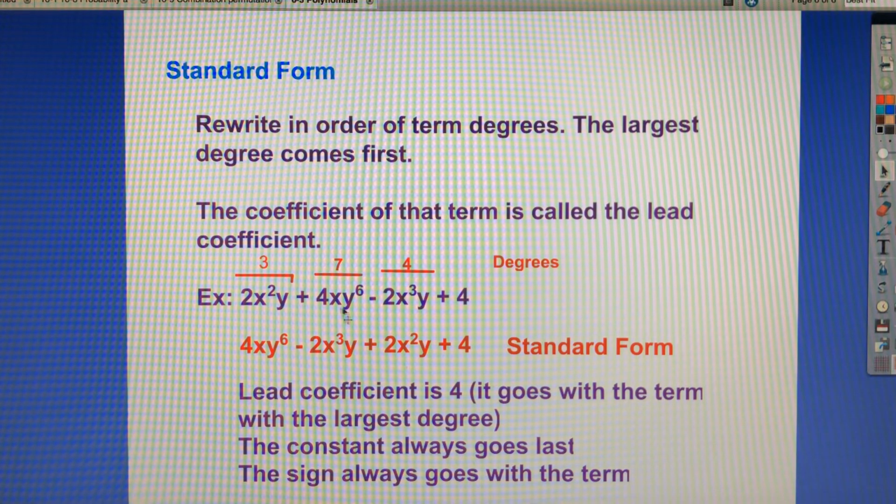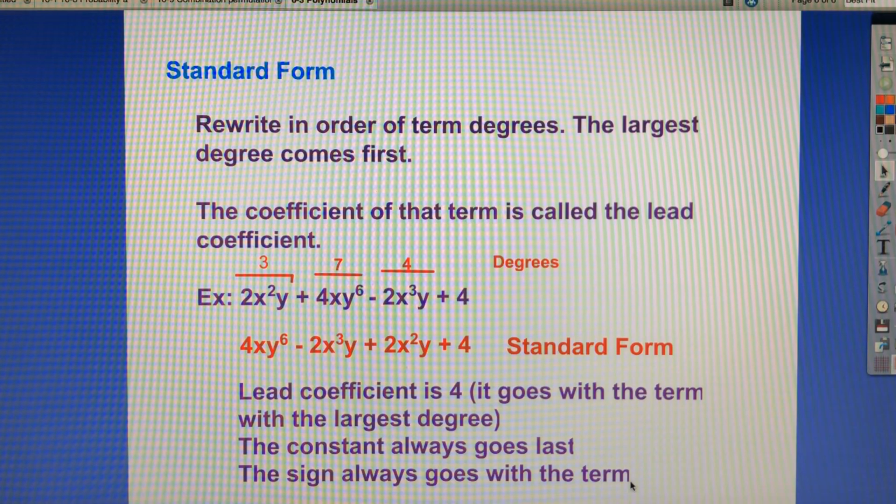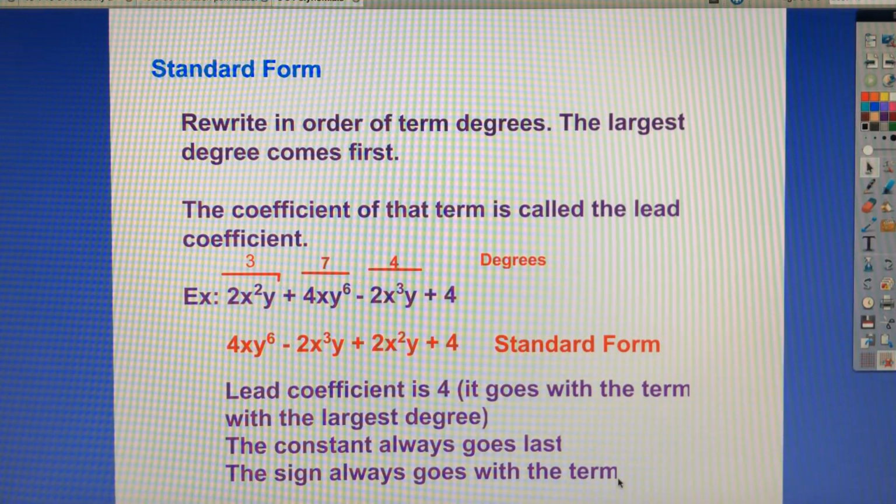The sign goes with the term. Positive 4x y to the 6th, negative 2x to the 3rd y, plus 2x squared y, plus 4. Now it is in standard form. The lead coefficient is a 4, and it goes with the term with the largest degree. The constant always goes last, and the sign always goes with the term. This is just some basic knowledge, basic things that we went over.